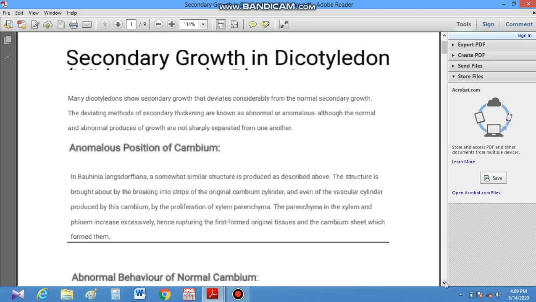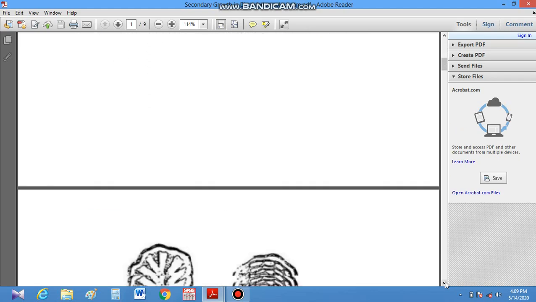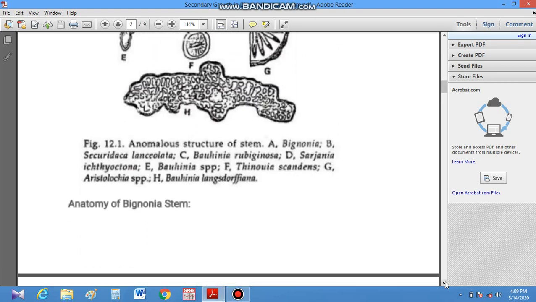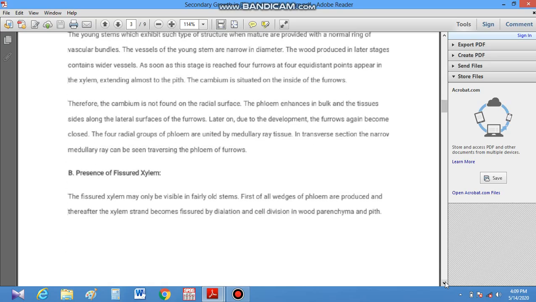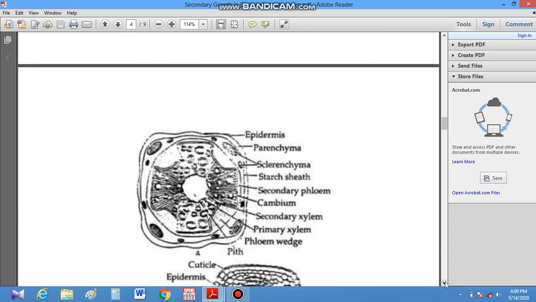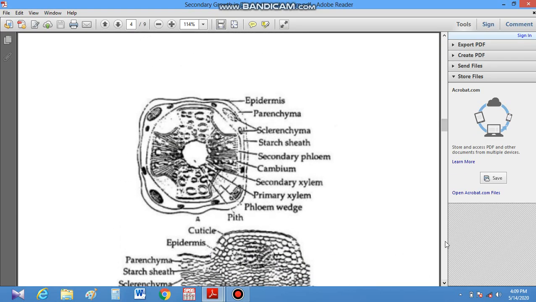First we will discuss the example of the Bignonia plant, which is of the Bignoniaceae family. We can understand this with a diagram. In the case of Bignonia, we can see here this is a cambium ring, and after that there is a formation of phloem wedges. These are called phloem wedges.